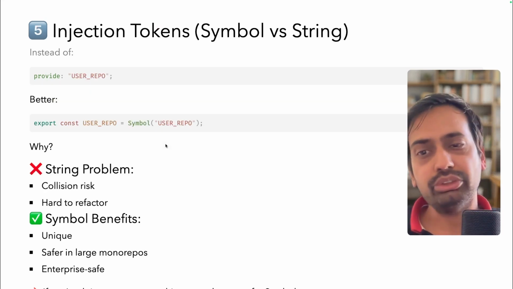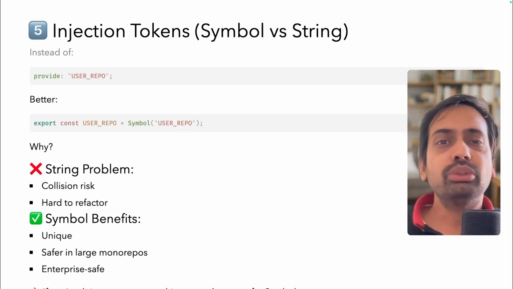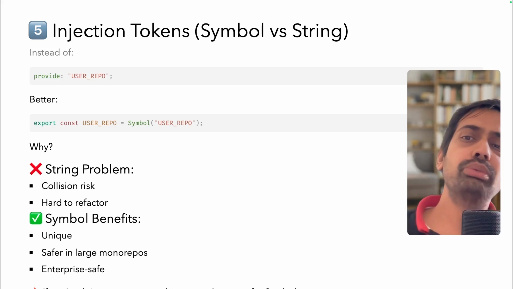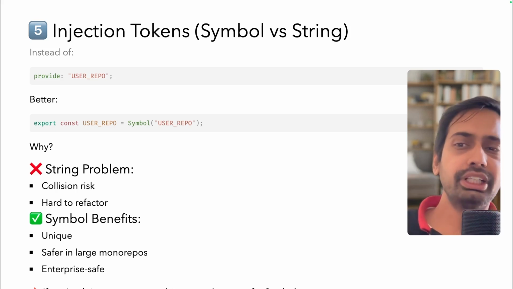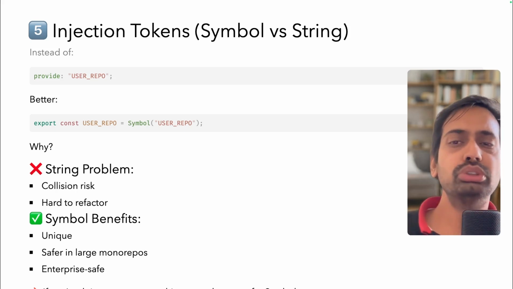So it's powerful. Injection token, I mean, instead of provide user repo, sometimes it can get conflict, right? So you can do export const user repo, so it will become unique.